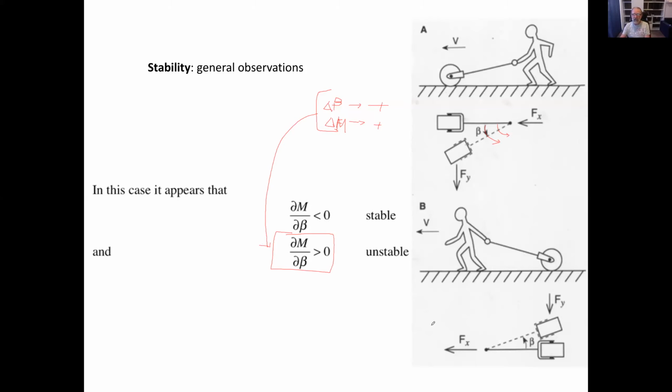Now, let's look at another situation. You're now towing, you're pulling the rod, and then we define beta, positive beta this direction. But if I kick it sideways, the resulting moment will be restoring. It will try to bring it back. That would be the moment. Therefore, I conclude that the derivative dM d beta is negative. So the conclusion is pretty general. We can claim that this is a stable condition, and this one is an unstable condition.